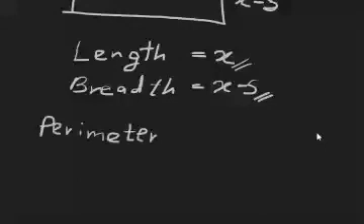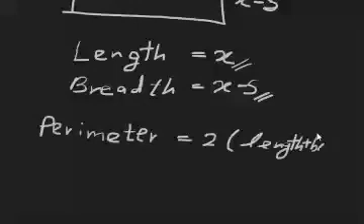Two times length plus breadth. Two times length plus breadth. Length equals x, breadth equals x minus 5.